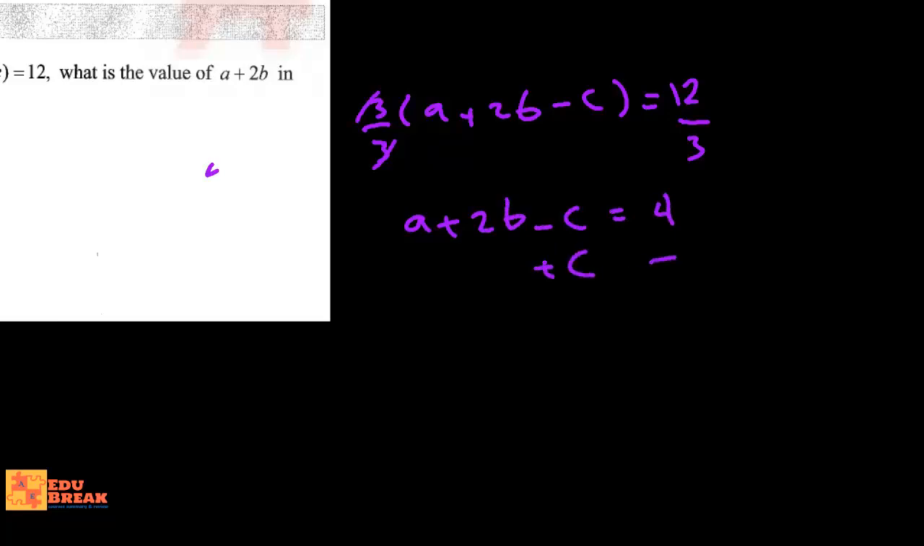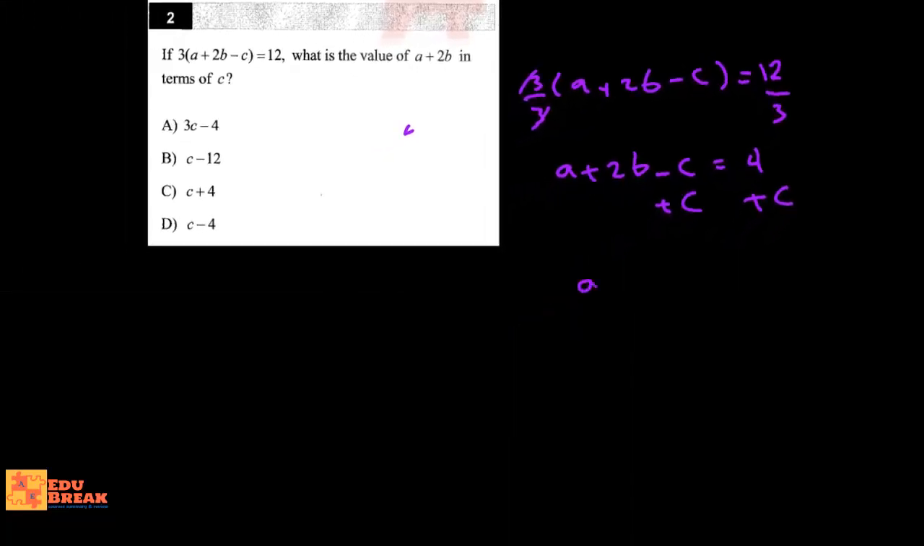Add c to both sides. So we have a plus 2b, the c's cancel, equals 4 plus c. So the answer is 4 plus c, which is C. Question 3.